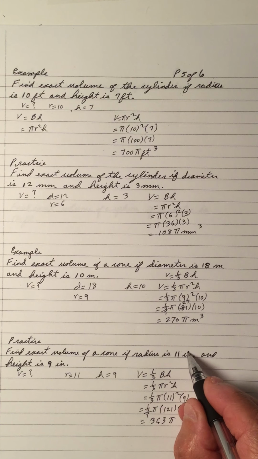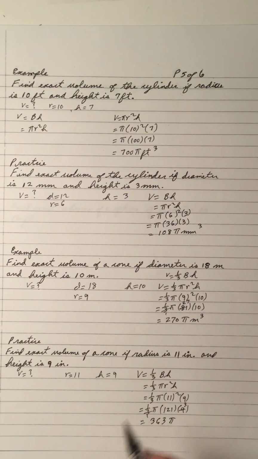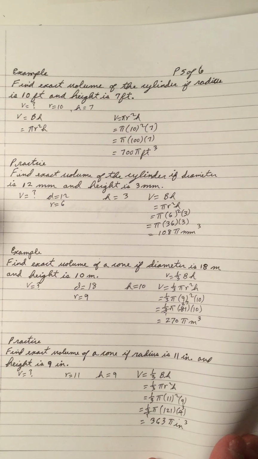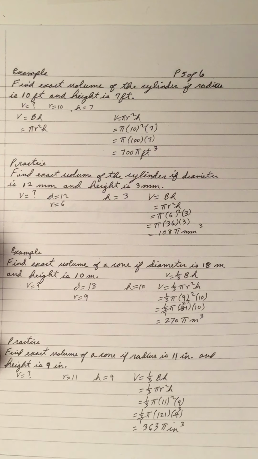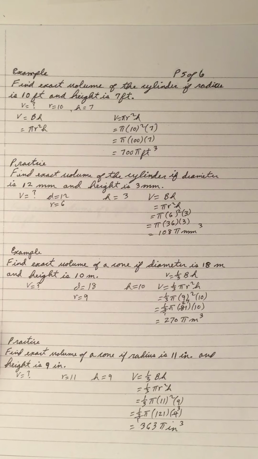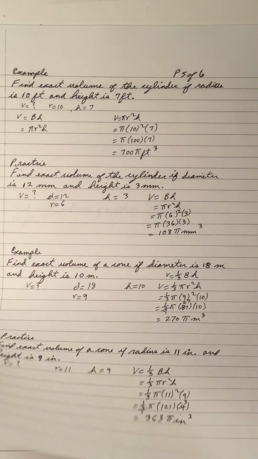You should always check to make sure the units are the same, because if they're not, you make them the same units. So that's inches cubed. So we're working through formulas, cones, and cylinders. Remember, the volume of a cylinder is pi r squared h. The volume of a cone is 1/3 of that.